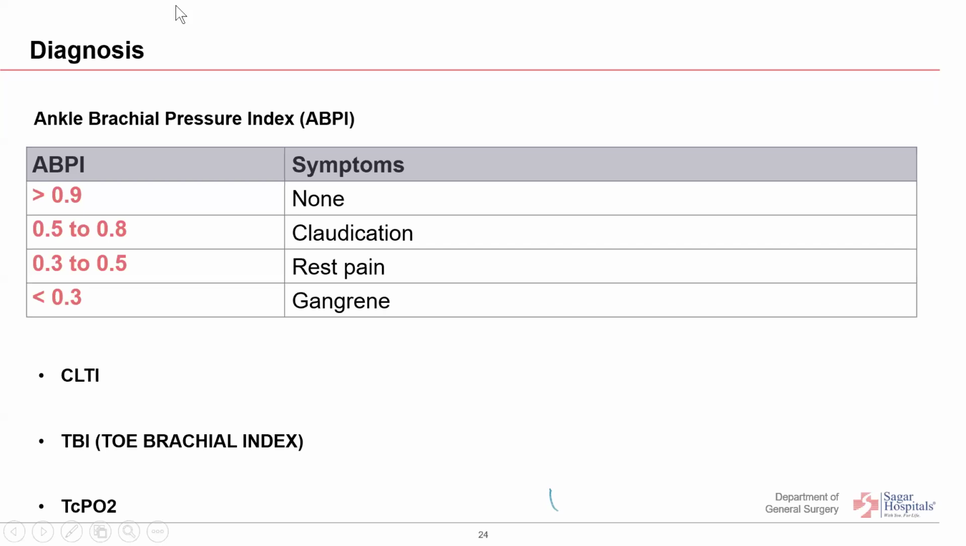So when there is a compromise, when the ankle pressure comes down, that's when we start having claudication. When it's somewhere around 0.5 to 0.8, you'll have claudication. And 0.3 was previously the cutoff for critical limb ischemia, and less than 0.3, we will have gangrene. But recently the term CLI has been changed to something called CLTI.